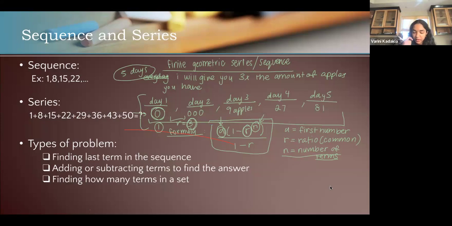So the ratio is the common multiplier between the terms. So basically what you multiply to get the rest of the series. So like you multiply R here.